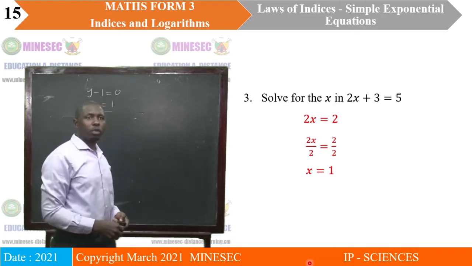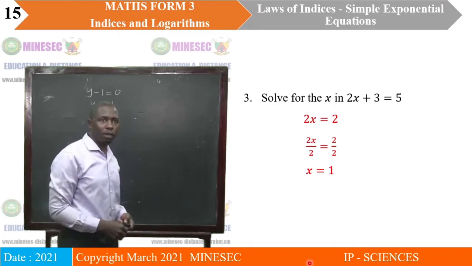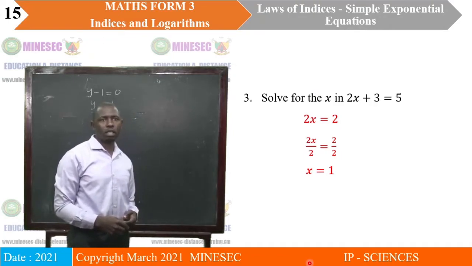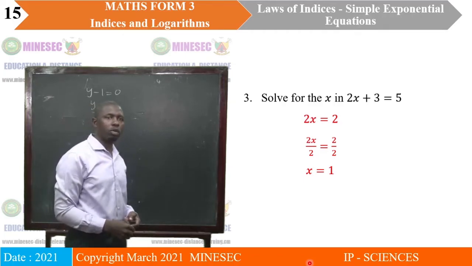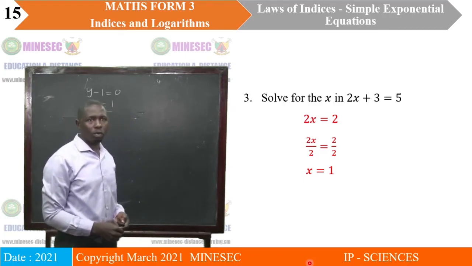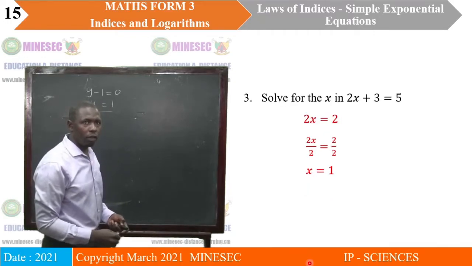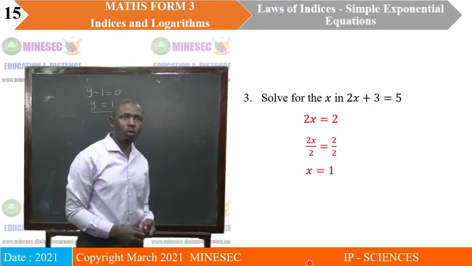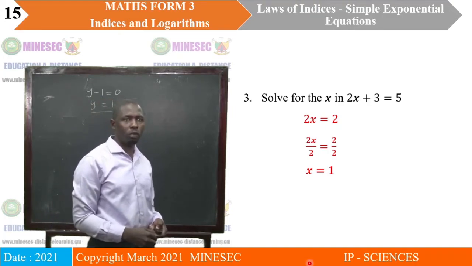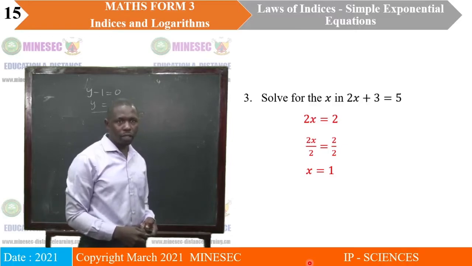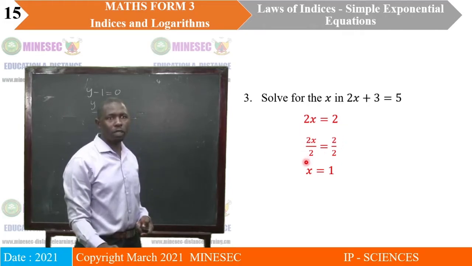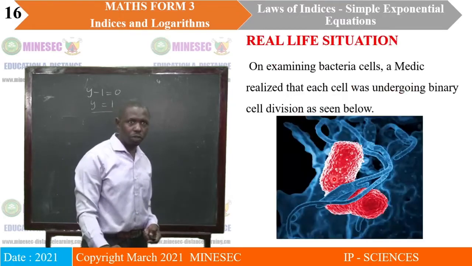So the next question, you are supposed to solve for x in 2x plus 3 equal to 5. So if you are to solve that, it's already indicated on your screen, as you could see right there. If you subtract 3 from both sides of the equation, you will end up with 2x equal to 2, and if you divide both sides by 2, you will end up with x equal to 1 as your result.